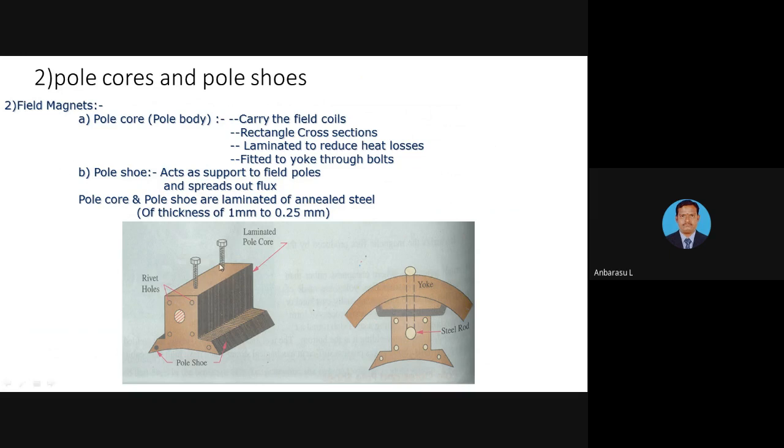Here is one pole core. This is the pole shoe. This is the total area of the pole core. This is laminated construction, which is used to reduce eddy current losses. Silicon content included in the iron core is used to reduce hysteresis losses. With the help of a bolt, we fit this pole core inside the yoke.